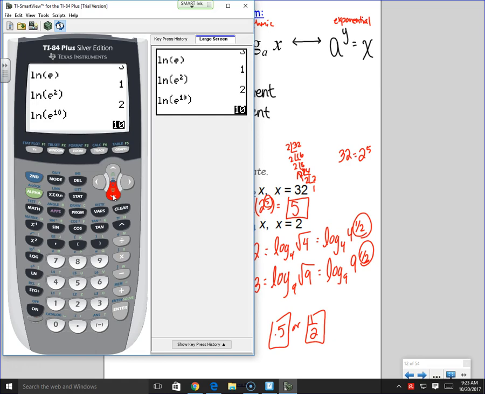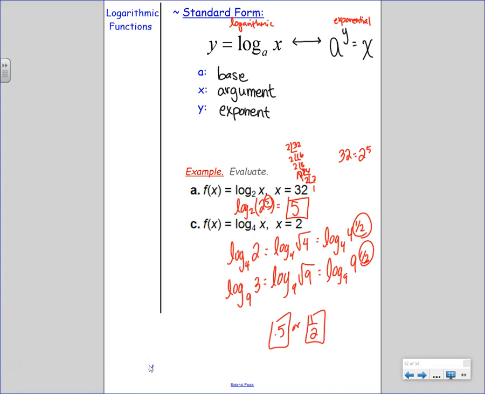Now, don't worry. As long as the base of the log and the base of the exponential match, the exponent will always be the answer. But let's develop that one, because this is really just an introduction.